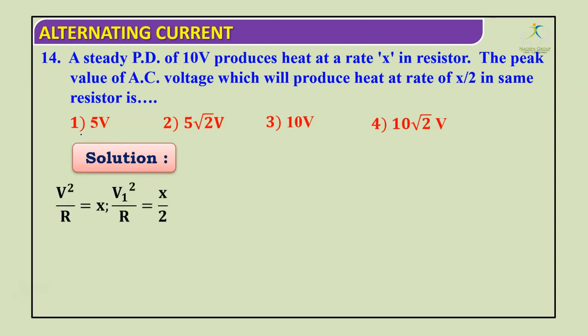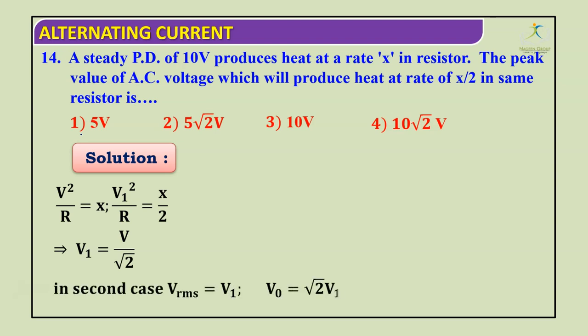We know that V square by R, which is the value of the heat, is equal to H. So V1 square by R is equal to X by 2, which is given. Relate these two terms. So V1 is equal to V by root 2, and V is given as 10. So V RMS is equal to V1, and V0 is equal to root 2 times V1. We put the value of V1, which is 10 by root 2. The correct answer for this question is 10.